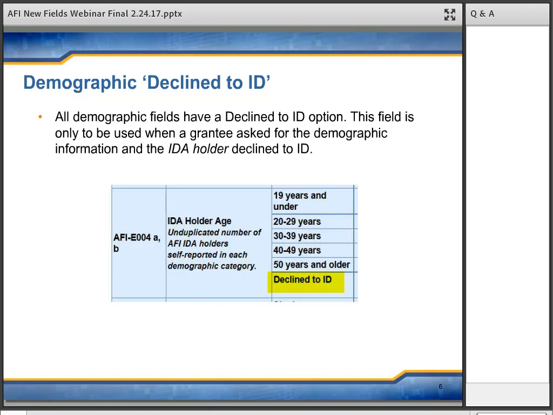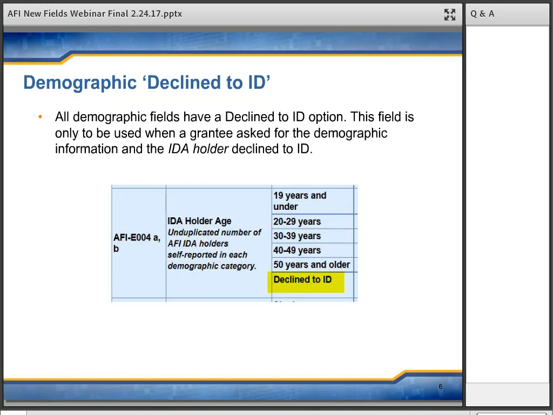The first is this decline to ID field used in the long form in the demographic section E and F. So if you've done the long form already, you've seen this. Grantees are expected to collect this data, but individuals have the right to decline. So decline to ID should only be used when you have asked an IDA holder for demographic information, but the holder themselves has declined to provide the information.